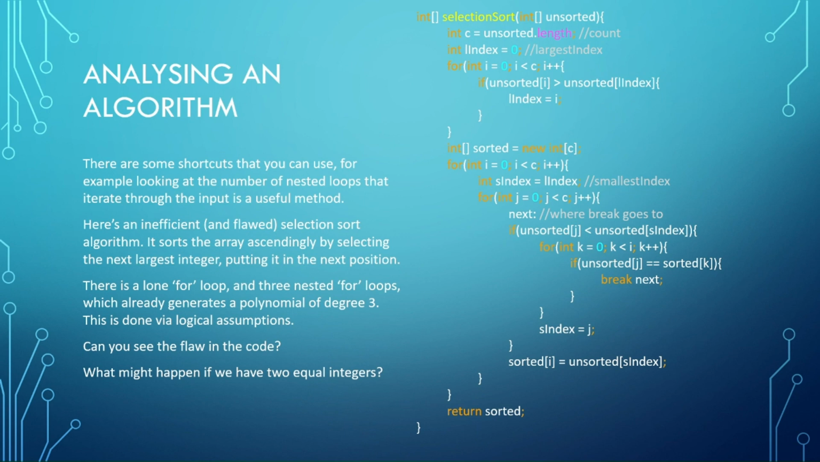What might happen if we have 2 equal integers? Of course you might need to run through the code in your head, but it might take a while. Tell you what, you can come back to the recording if you want, because it might take a while to run through what happens.